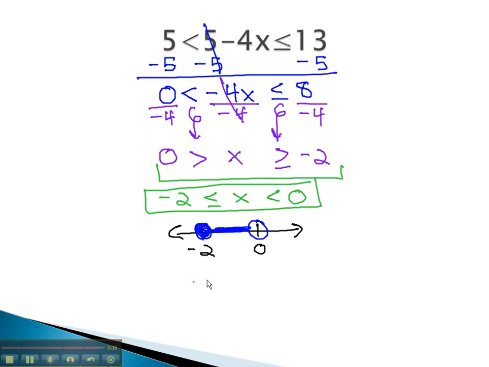In interval notation, we're going from negative 2 to 0. Square bracket at negative 2, and a curved bracket at 0, reflecting the graph. Any number between negative 2 and 0 will make the tripartite inequality a true statement.